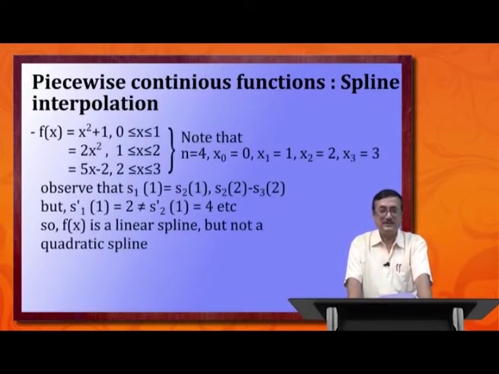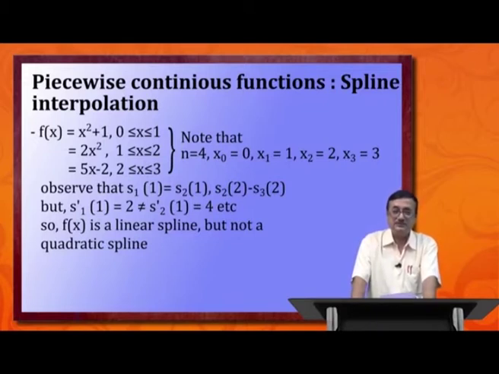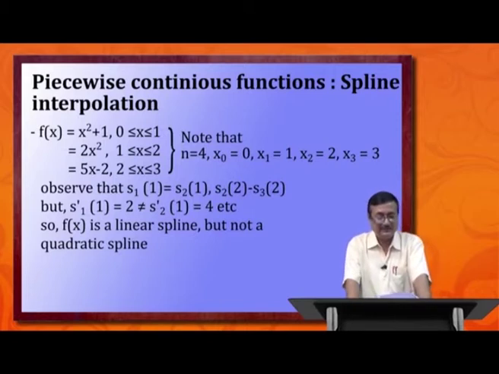Let us consider another problem. f(x) is given to be x square plus 1, a quadratic function in the interval 0 to 1, equal to 2x square in the interval 1 to 2, and equal to 5x minus 2, a linear function in the region 2 to 3. Here the interval [a, b] is 0 to 3, n is equal to 4, x0 is 0, x1 is 1, x2 is 2, x3 is 3.